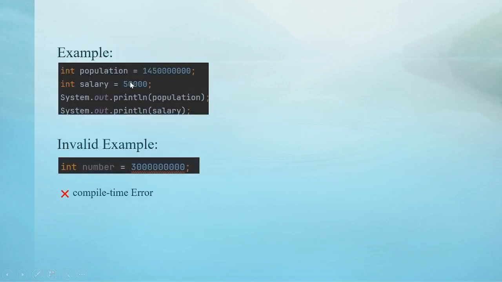Here, for an example, I have declared and initialized the population and salary variables. Both values are within the valid range of an int, so the program runs successfully. That is why int is commonly used for storing counts, IDs, salaries, marks, and many other whole numbers.